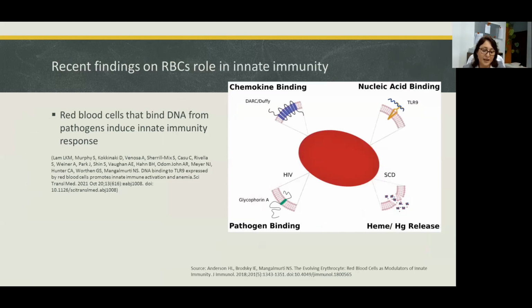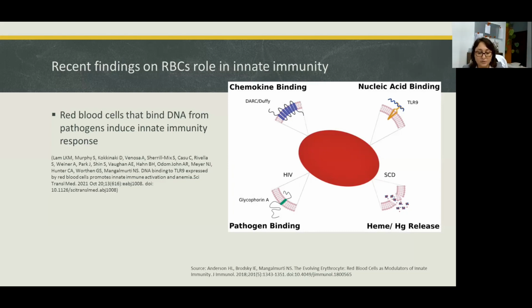Induction of NETs by heme indicates that red blood cells in some way may be part of innate immunity. This disrupts a little bit our previous belief that red blood cells are just naive cells that only transport oxygen. But involvement of red blood cells in the NET mechanism is just a beginning. Recent studies have shown that red blood cells can bind DNA from pathogens, and in that way, they can induce the immune response.